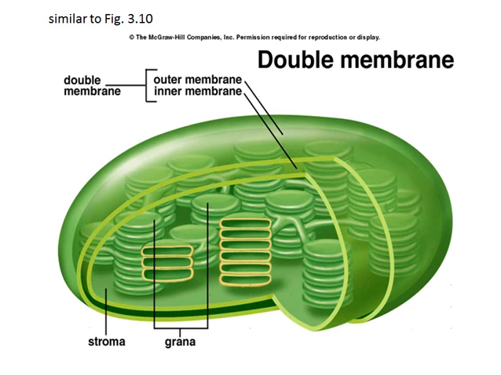I wish they'd been a little more careful when coloring this chloroplast. More accurately, only the grana should be green because this is where the chlorophyll is located, and the stroma should be clear.